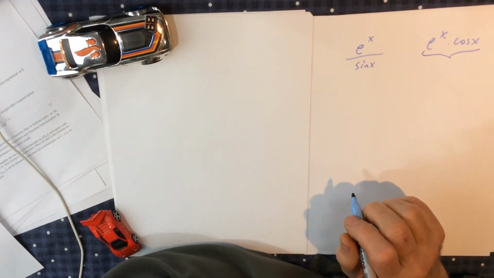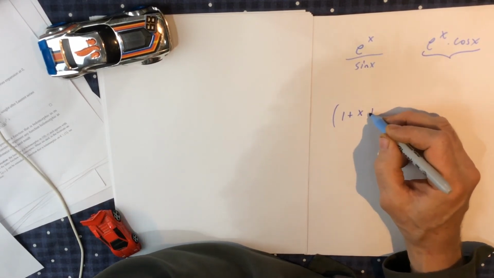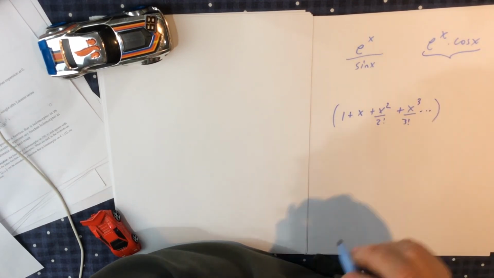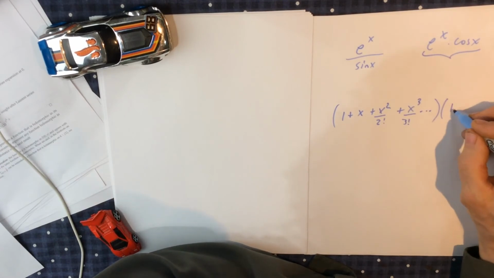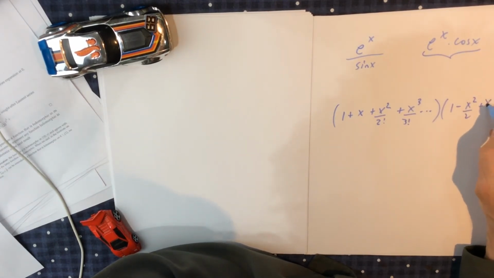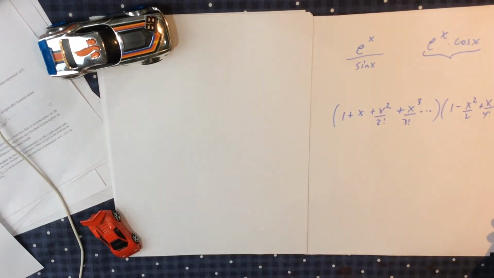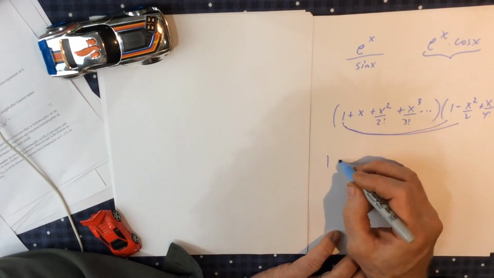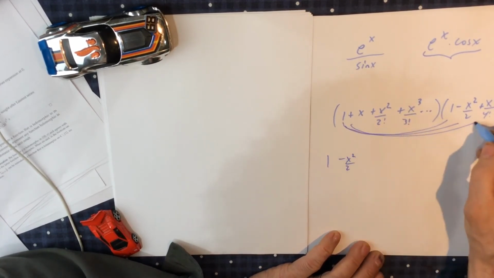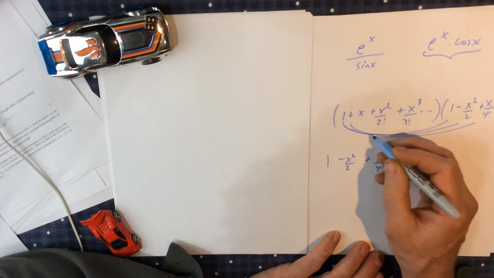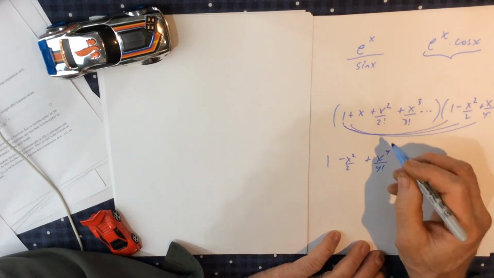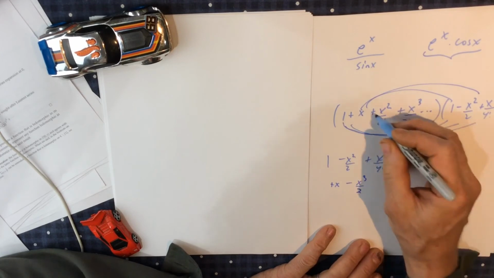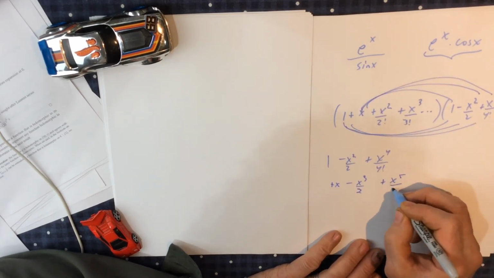What's e to the x times cosine of x? Well, I'll just write down the series for e to the x. But then I'll write down the series for cosine, which is 1 minus x squared over 2 plus x to the 4th over 4 factorial. Now I just want you to imagine that you did an infinite number of multiplications. Let's do this one first. 1 minus x squared over 2 plus x to the 4th over 4 factorial. And then plus x minus x cubed over 2 plus x to the 5th over 4 factorial.